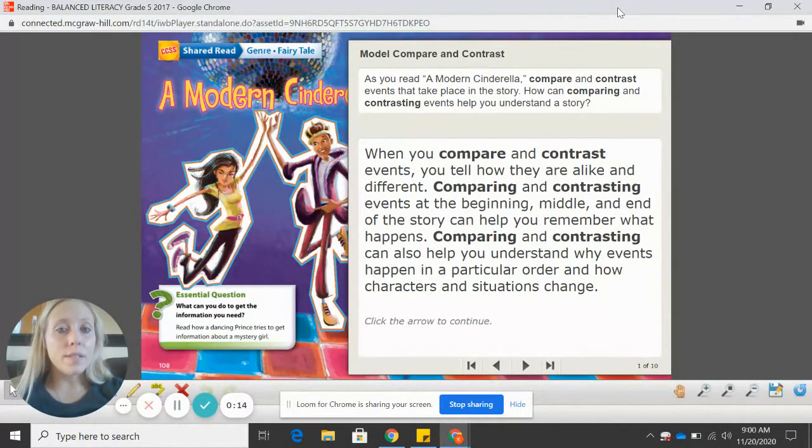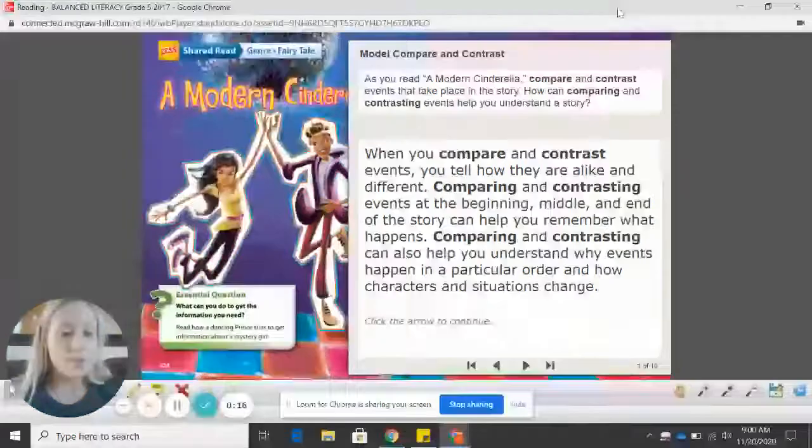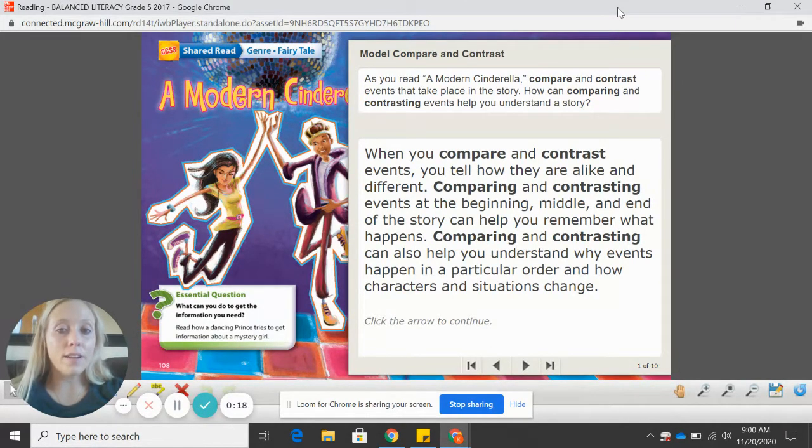Okay, today we are going to be looking at a modern Cinderella and working on compare and contrast. When you compare and contrast events, you tell how they are alike and different. Comparing and contrasting events at the beginning, middle, and end of the story can help you remember what happens. Comparing and contrasting can also help you understand why events happen in a particular order and how characters and situations change.